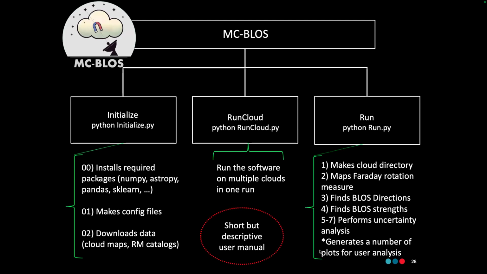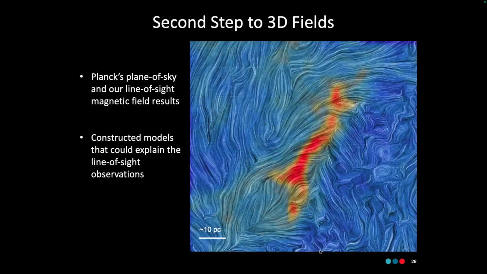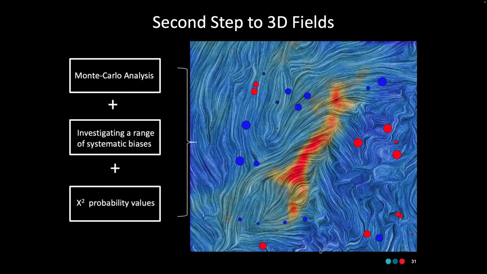Okay, so we have the software, we have plane of sky observations. Let's see how we can get to 3D magnetic field observations. For 3D magnetic field observation, one step is to get our plane of sky: here, Planck plane of sky magnetic field observations and our MCB LOS line of sight magnetic field observations. And then here, using a series of Monte Carlo analysis, investigating a range of systematic biases and chi-squared probability values.